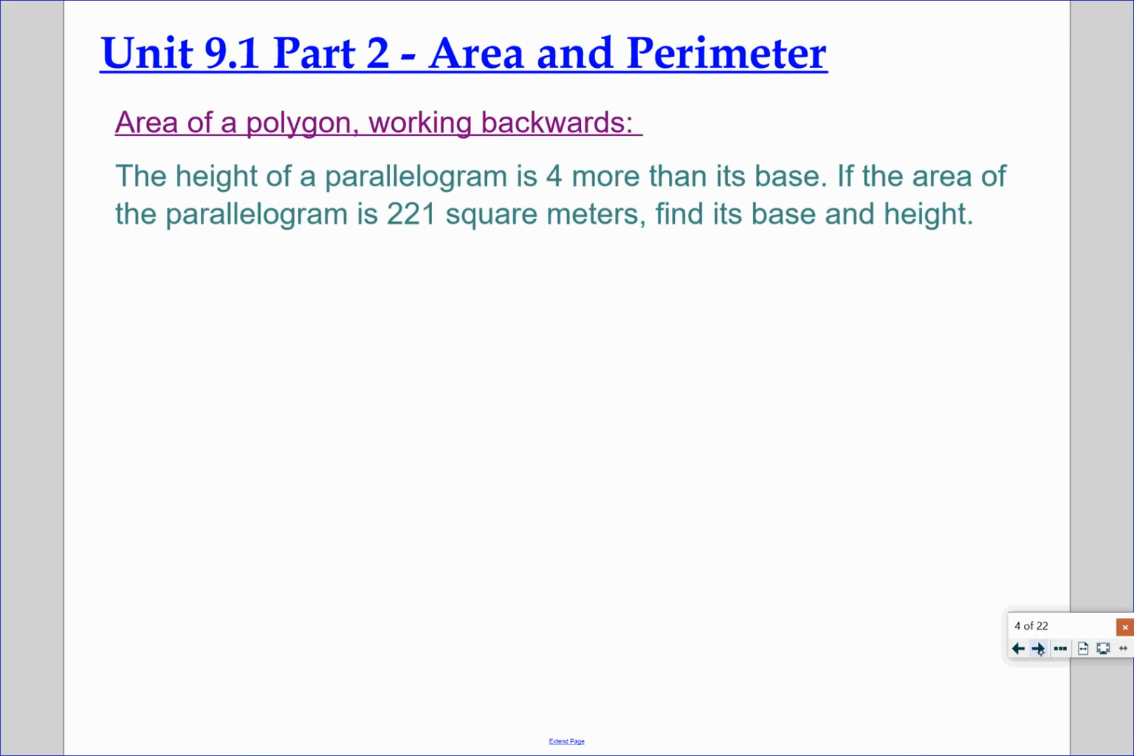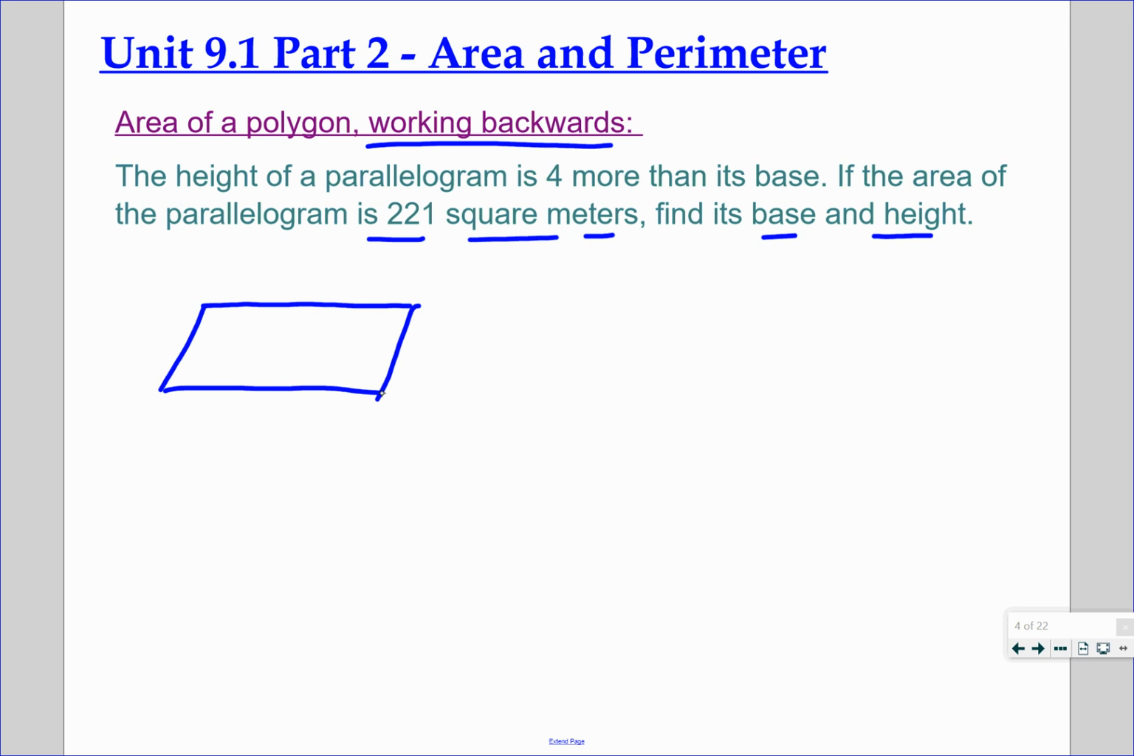Let's go ahead and move forward here. So on this one, it says we're going to work backwards. So it says the height of a parallelogram is 4 more than its base. If the area of the parallelogram is 221 square meters, okay, find the base and the height. This is a little bit of a challenge problem, but you guys got it.